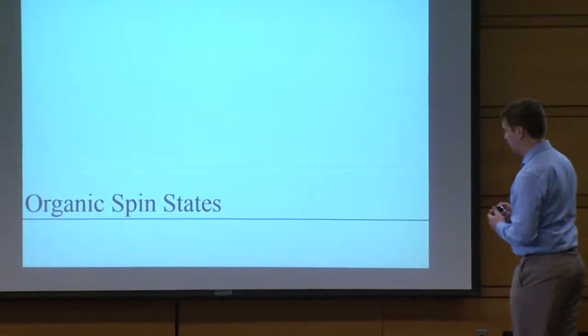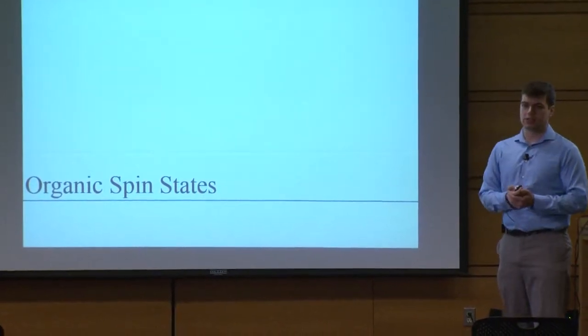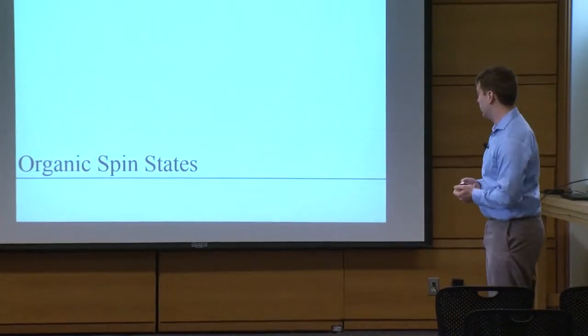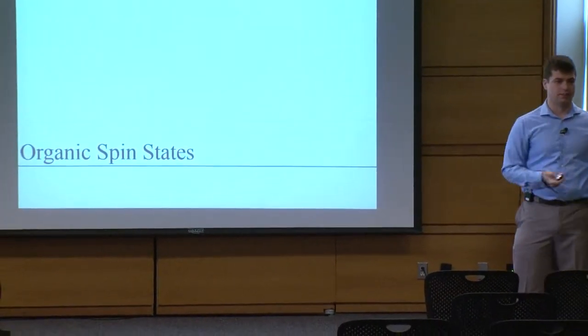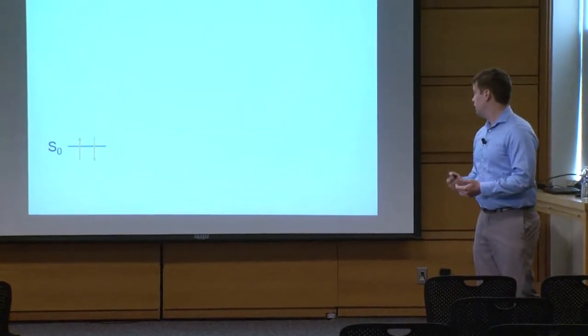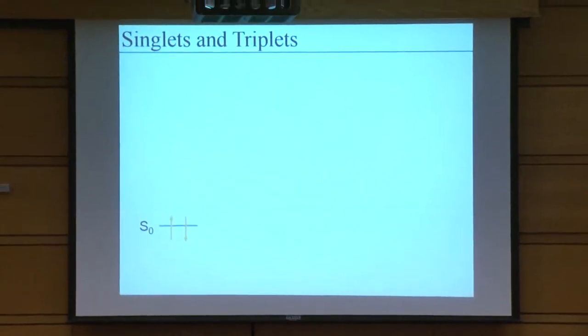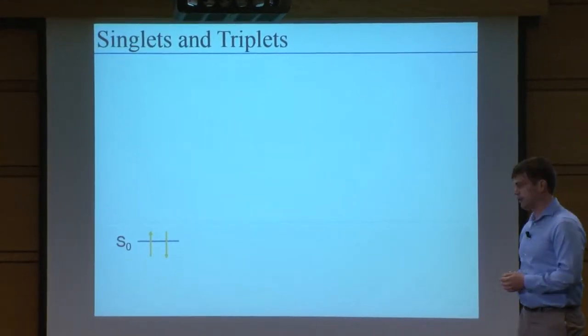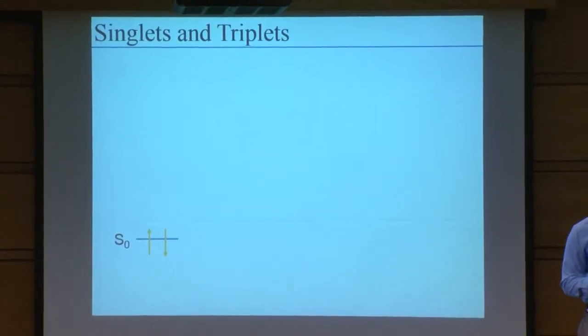But before we get any further into the actual talk, I just want to give a brief definition of some of the terms we're going to be using throughout this talk, talking about organic spin states. So if we remember back in our chemistry classes way back when, a bond in an organic molecule is made up of two electrons, one spin up, one spin down.